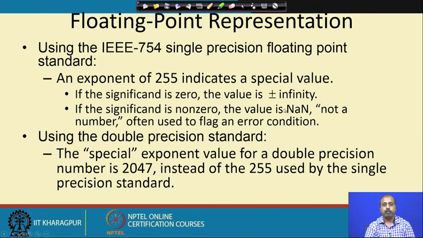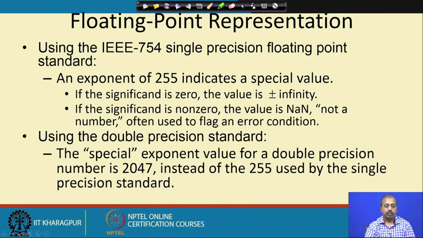Many a time you might have seen, while writing programs using floating point numbers, that it prints the message not a number, NaN. That actually comes from here. If the number that you are getting is of this format, where the exponent part is 255 and the significant part is non-zero, then it will be telling that it is not a number. And if the significant part is 0, then it is plus infinity or minus infinity depending upon the sign.